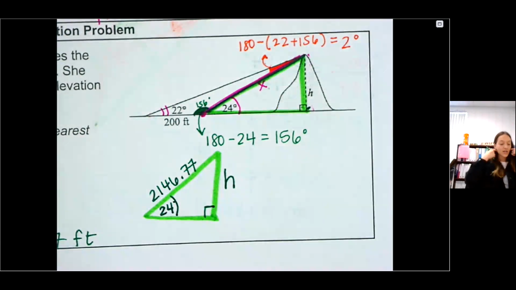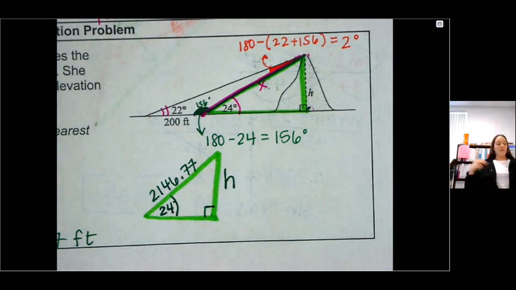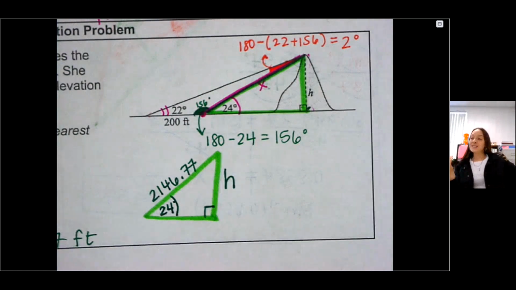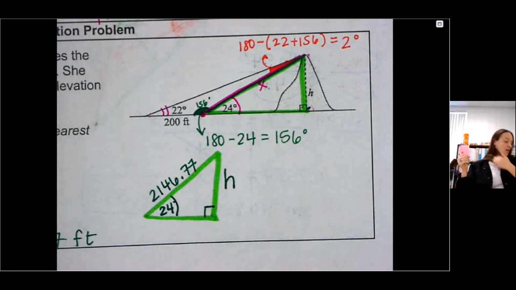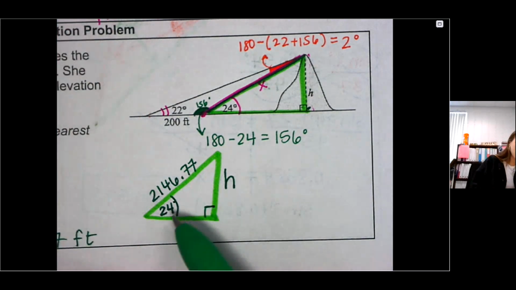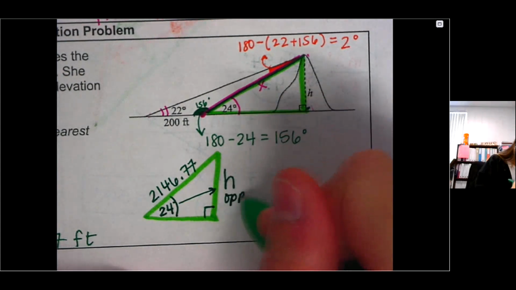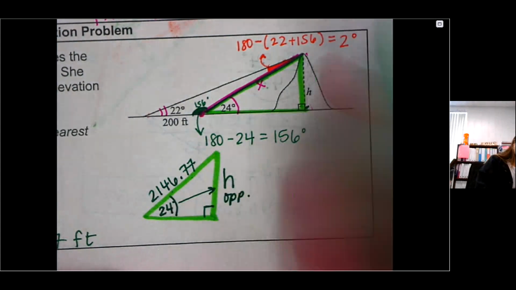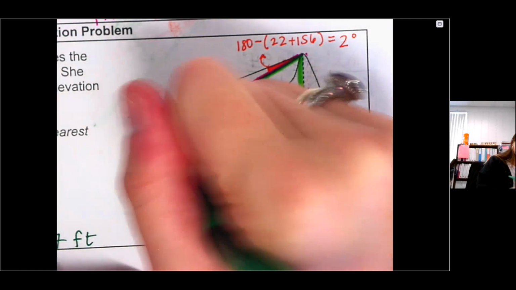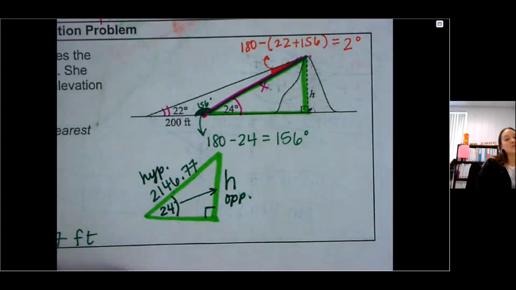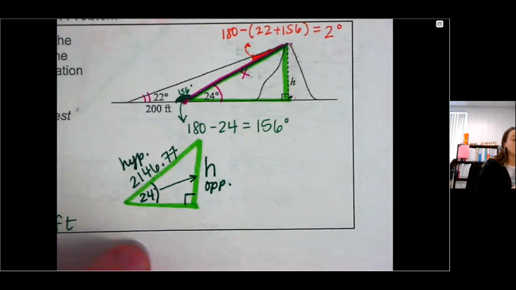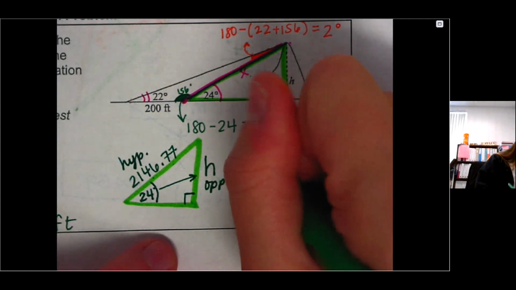Now, you could, if you wanted to, try to do law of sines or cosines, but because this is a right triangle, I already know, hey, I'm allowed to use trigonometry. I'm allowed to use SOHCAHTOA to help me solve for the unknown side length here. So knowing that, if 24 is my reference angle, h is my opposite side, and the 2,000 number is my hypotenuse. So if I want to use opposite and hypotenuse, I'm going to use sine.